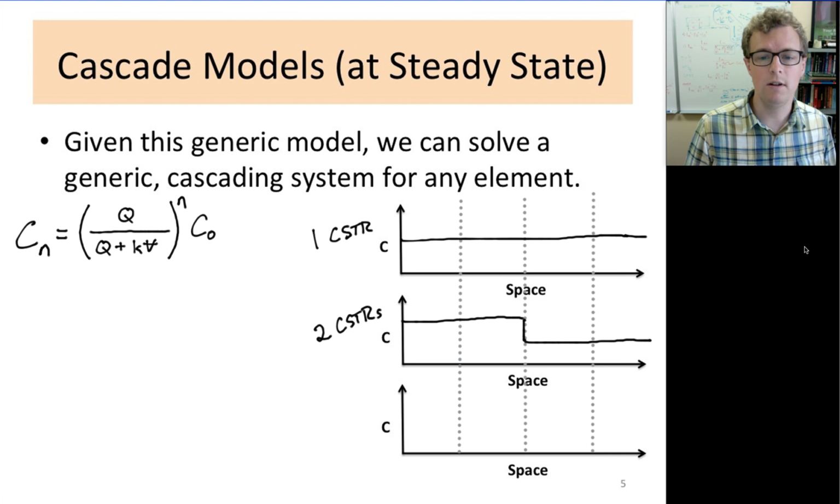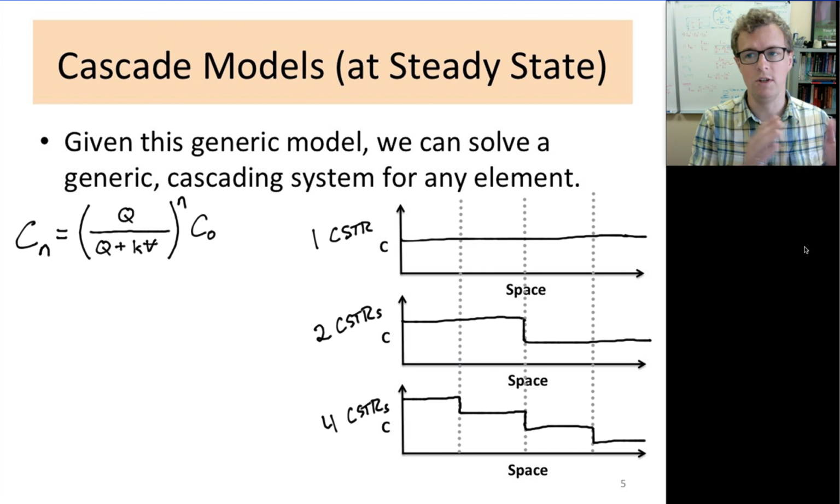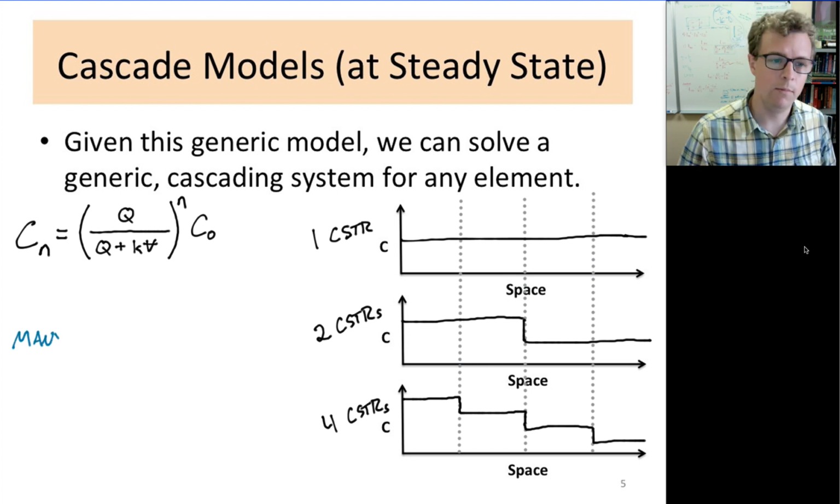But as we increase our resolution by having 2 or even 4 CSTRs, we start to gain some process understanding of how multiple lakes or multiple reaches of a river, if you want to think of these as a river, act on and then transfer pollution to the next downstream element.